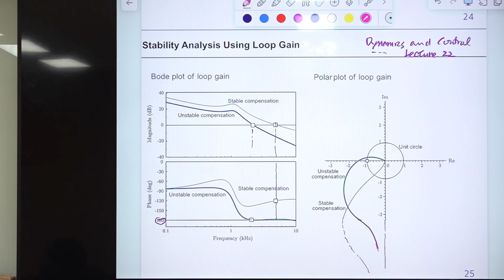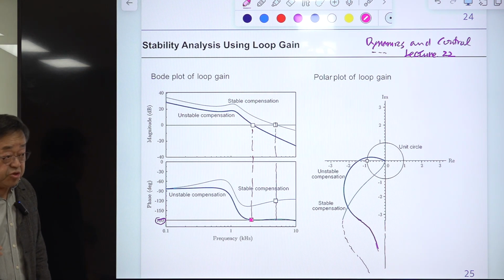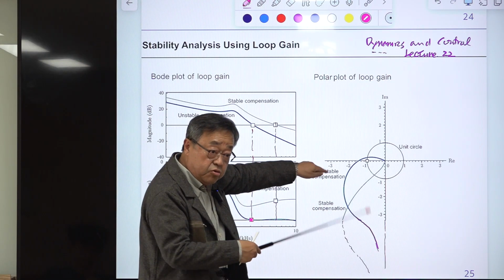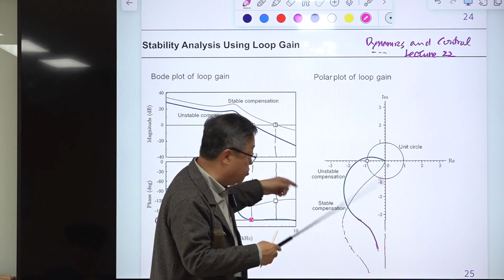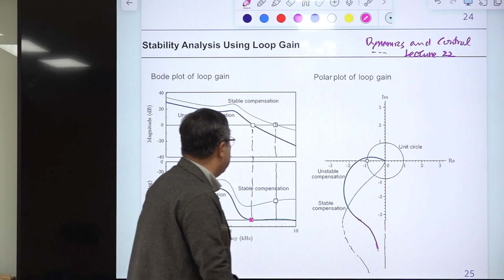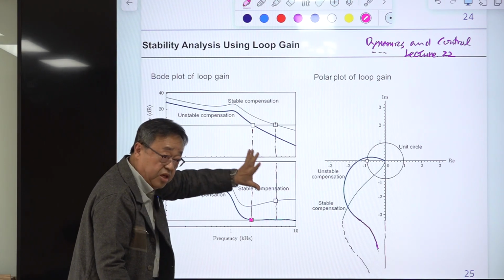Take a look at this crossover frequency. The phase is almost minus 180. This means the phase margin is running out, and the converter is unstable. This is the polar plot, the real polar plot using the small signal model. Then it encircles this point, so stability is confirmed from this and this.